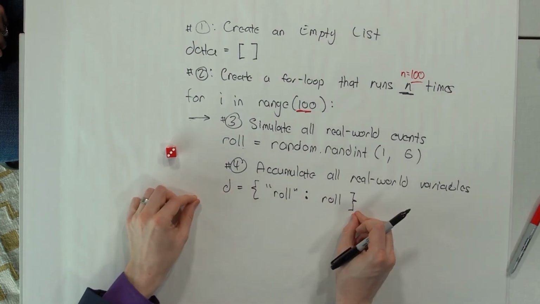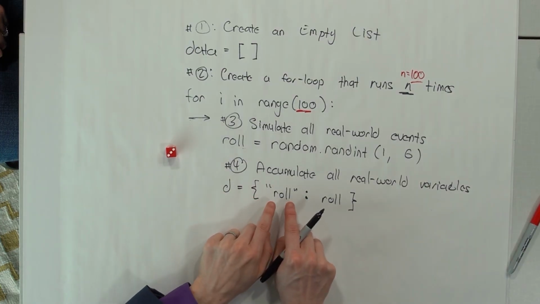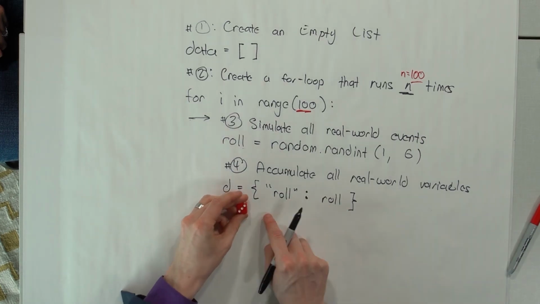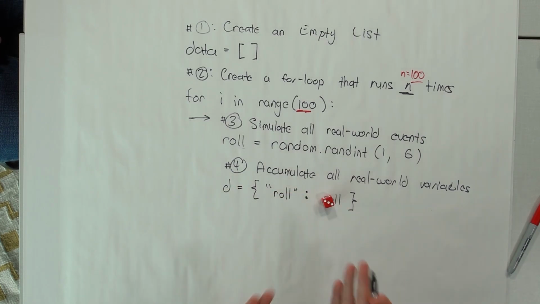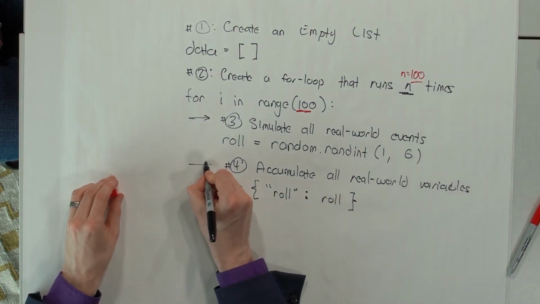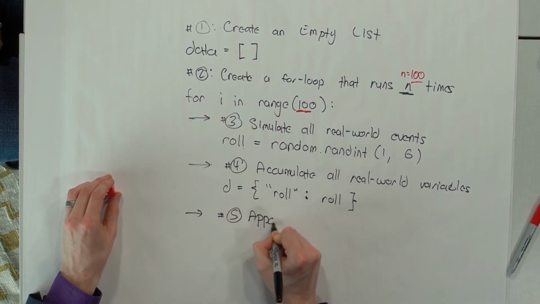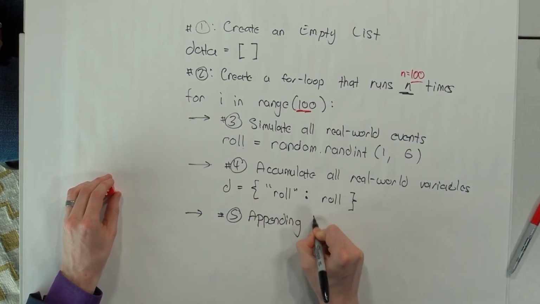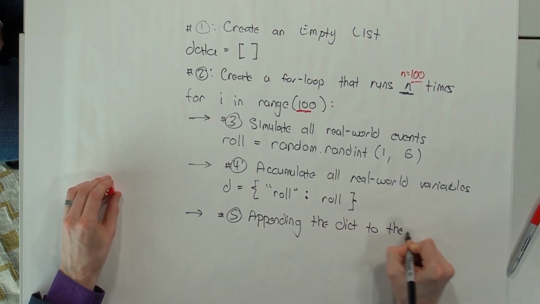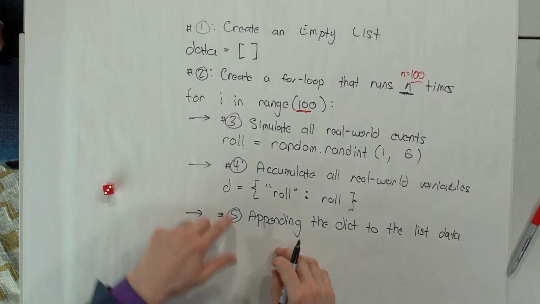So this is a dictionary in Python, and it's saying the dictionary D is equal to the variable name. The key is named roll, that's going to contain the value of my roll. So now inside our dictionary, we have a roll that is equal to 3, since that's the value of my roll. Finally, step 5, which we're still inside the for loop, is going to be appending the dictionary to the list data.